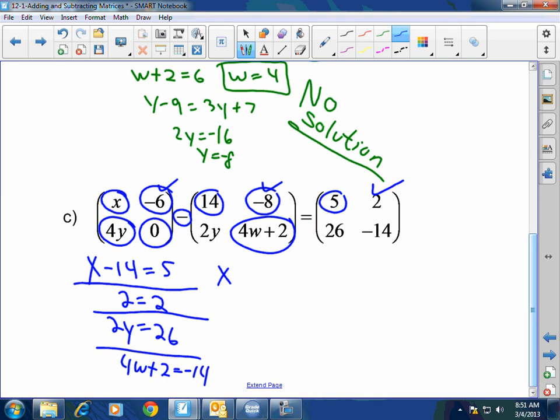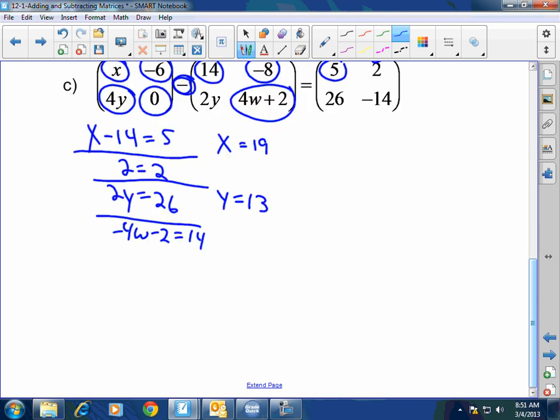Yes, it would be. Good catch there, guys, because you have to distribute that negative. Excellent. So negative 4w minus 2 is equal to 14. Excellent job. Well done. So x is going to equal 19. y is going to equal 13. And add the 2, divide, w will equal negative 4.